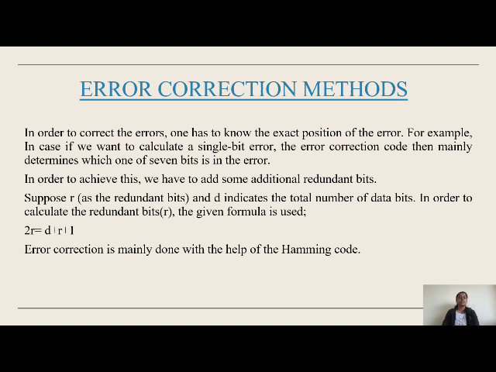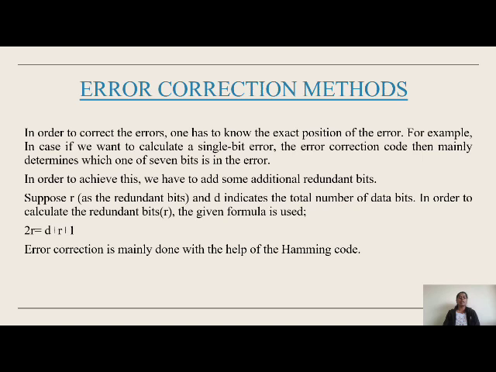Error correction methods. In order to correct the errors, one has to know the exact position of the error. For example, if we want to correct a single bit error, the error correction code mainly determines which one of the 7 bits is in error. In order to achieve this, we have to add some additional redundant bits.